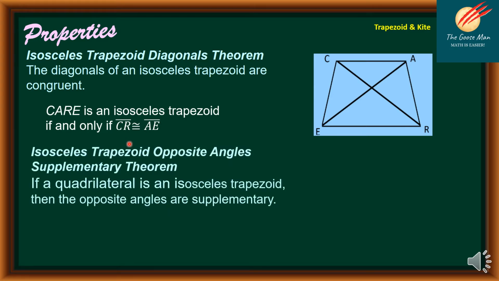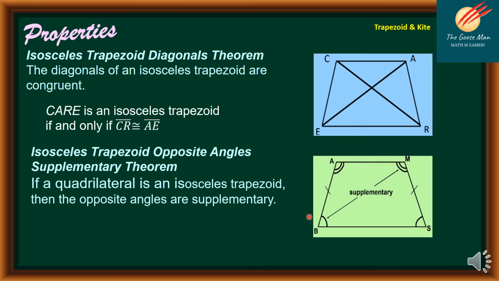Moving on to the next property, that is the isosceles trapezoid opposite angles supplementary theorem. Stress that if a quadrilateral is an isosceles trapezoid, then the opposite angles are supplementary. Let's look at this illustration. We can say that the measure of angle B plus the measure of angle M is equal to 180 degrees, as well as the measure of angle A plus the measure of angle S is equal to 180 degrees.